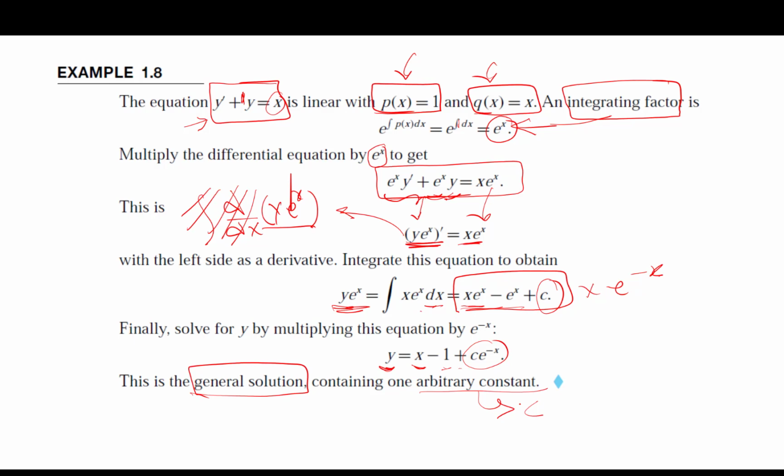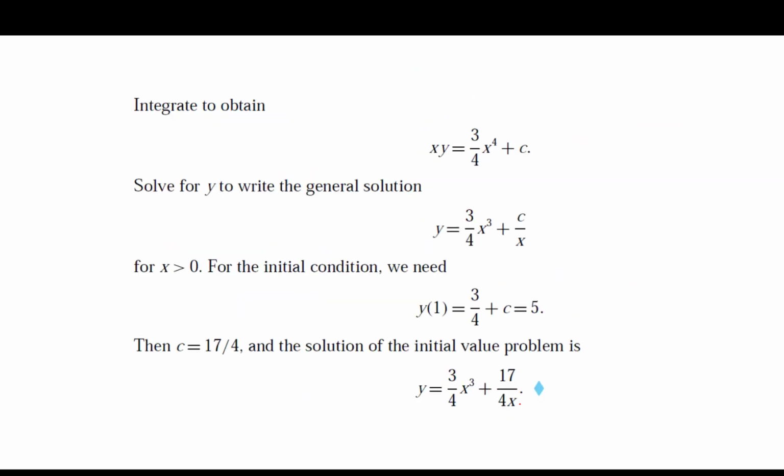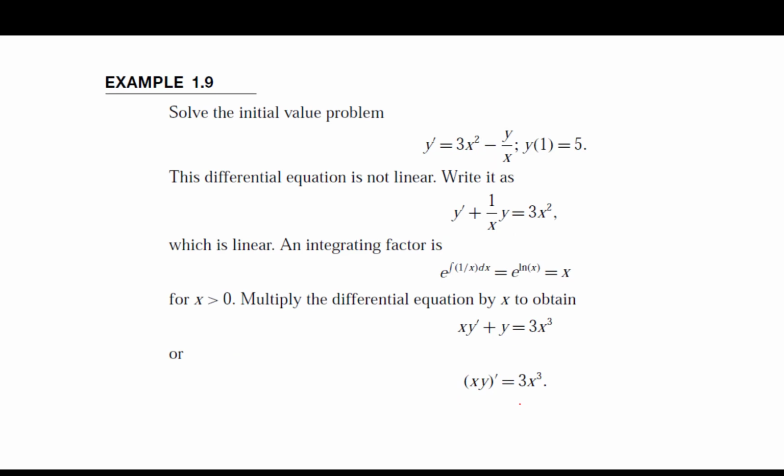Let's go and have another example that is going to make it easier for us. Solve this initial value problem. We have an IVP, which is an initial value problem: y' = (3x^2 - y)/x, where y(1) = 5. So the independent variable equals 1 and the dependent variable equals 5.